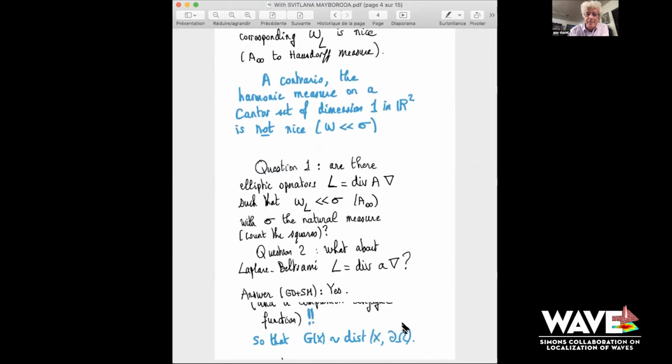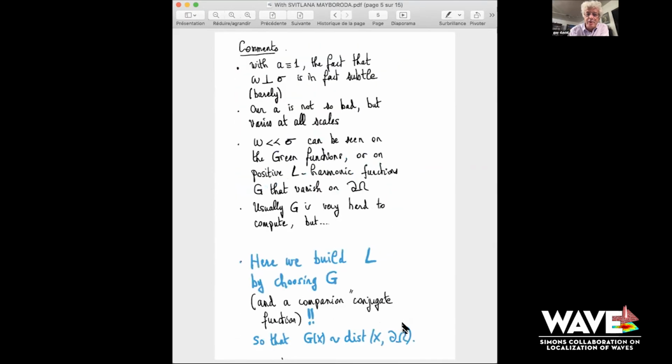Okay, so I have a few comments and then I show pictures. The few comments is again, as I said before, when you try the Laplacian, it doesn't work, but it's actually not so easy. For instance, there are many Cantor sets for which it was hard to prove that harmonic measure is not absolutely continuous with respect to length measure.